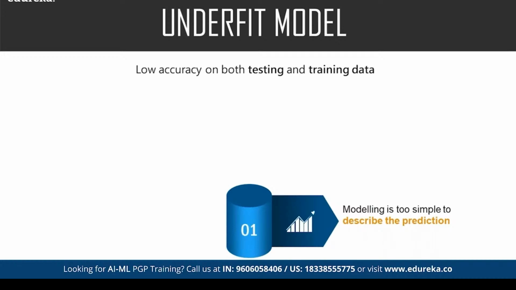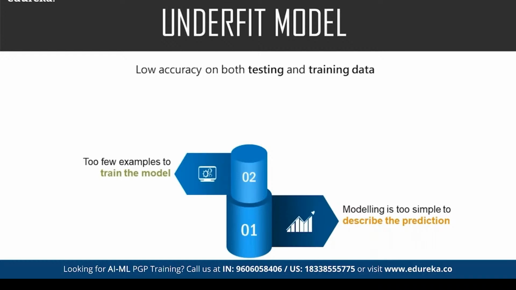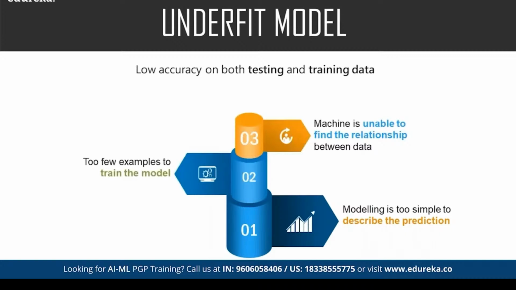Not just on the training data, but also on the testing data, we get lower accuracy, because we did not choose the right data set to be used for evaluating the model. What is the data set we need to use for model evaluation? We'll see that in the following slides. Here, too few examples to train the model, which means we may be using very little data to train it. That's a big cause that yields such an underfit model. And moving ahead, the machine is unable to find the relationship in the data because we haven't properly chosen the data on which to evaluate the model.